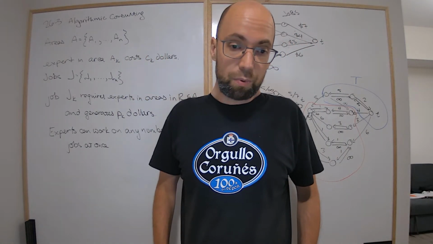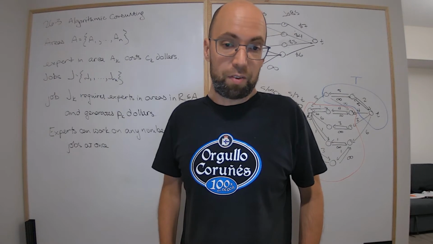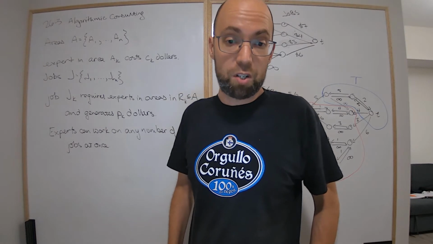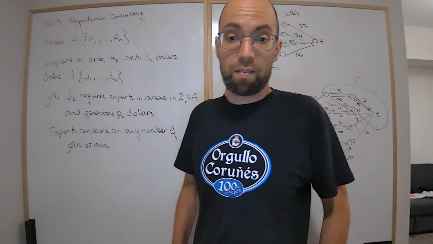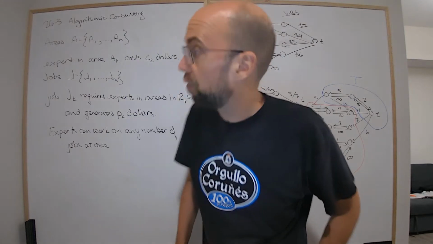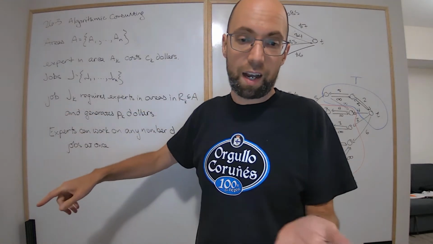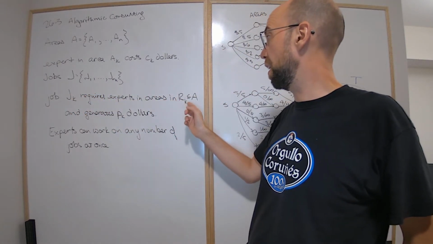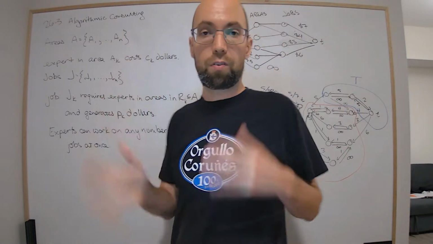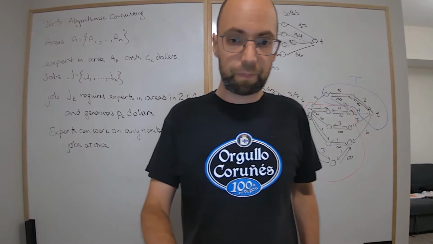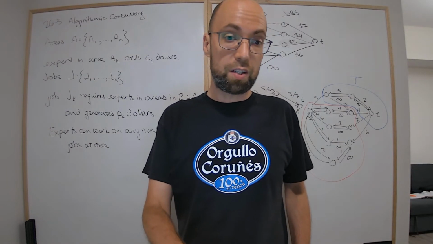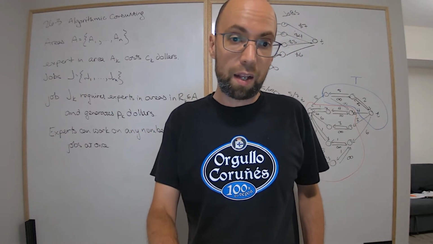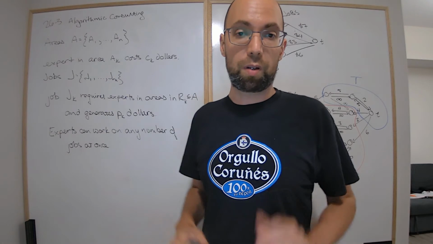In order to perform job JK, the consulting company has lined up a set J1 through JM of potential jobs. In order to perform job JK, the company needs to have hired experts in a subset RK of the areas. So it requires some of the experts of sub-areas. Each expert can work on multiple jobs simultaneously.